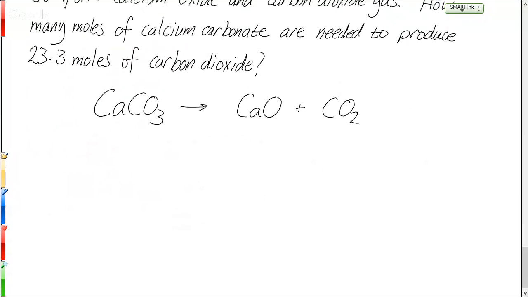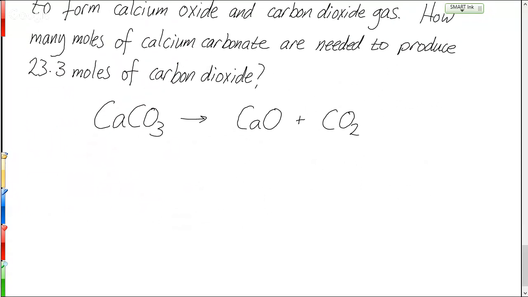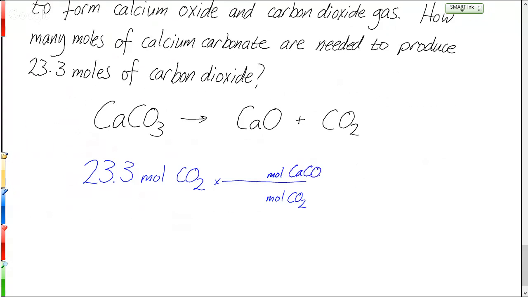So then for the next part, how many moles of calcium carbonate are needed to produce 23.3 moles of carbon dioxide? We start with that 23.3 moles of carbon dioxide, and then we want a ratio that tells us the relationship between the moles of carbon dioxide and the moles of calcium carbonate, which is what the question asks for. In this particular reaction, that ratio is 1 to 1, since we don't need to put any other numbers in there to balance it. So that means the answer is just 23.3 moles of calcium carbonate.